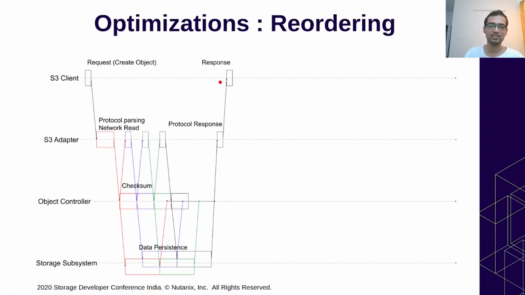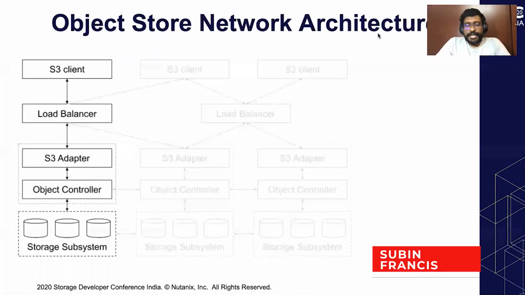And this way, the client visible latency of the whole operation is drastically reduced with these two approaches of doing pipelining and reordering. Now, to discuss some of the other issues that we found and fixed using this benchmark, I'll hand over the control to Subin. Hi all, I'm Subin.